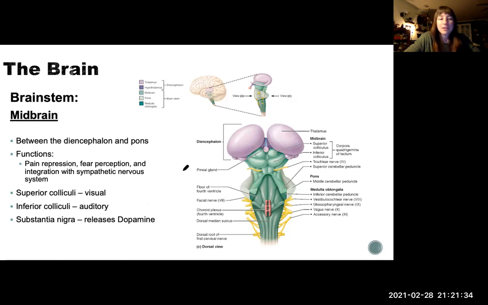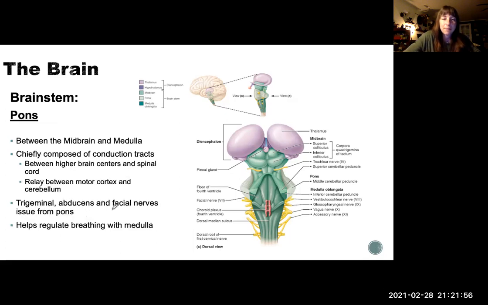So again, the midbrain is the part of the brainstem that is involved in a lot of intrinsic, instinctual survival functions of the brain, okay? And again, you don't need to know these terms, just generally.